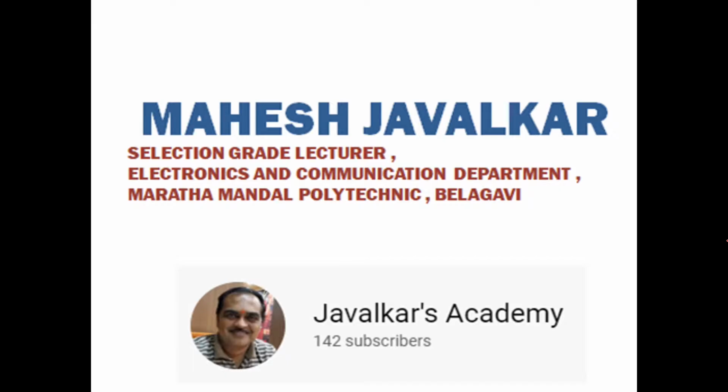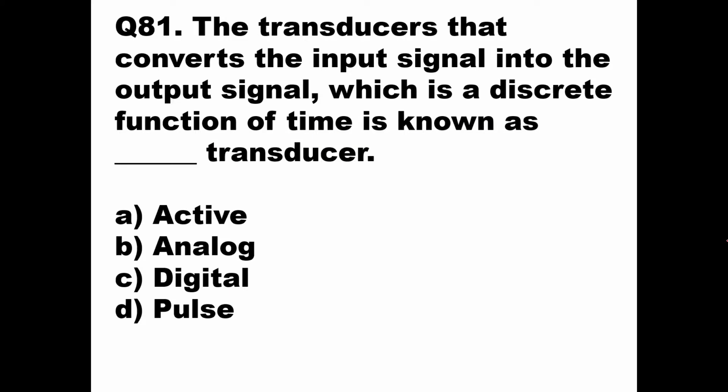Okay, we'll start with the first question, question number 81. The transducer that converts the input signal into the output signal, which is a discrete function of time, is known as dash transducer. Now, the input signal is converted to an output signal, and the output signal is a discrete function of time. That means it is a digital value. This is known as a digital transducer. So from these options, option C, digital transducer, will be the right option.